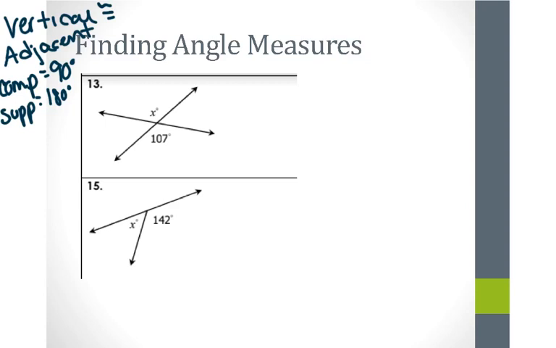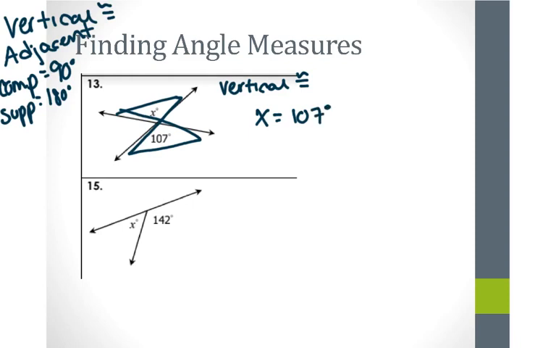So looking at these two angles in 13, just looking at them, they're directly across from one another. That tells me that they are vertical angles. And since they're vertical angles, I know that they need to be congruent to one another. So if the angle across from X is 107 degrees, that means X also has to equal 107 degrees, because congruent is the same thing as saying equal.